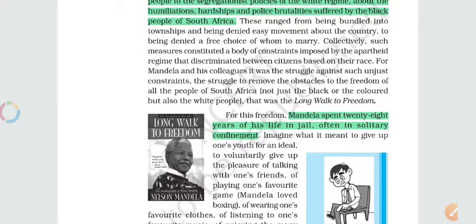Later on, we'll discuss that in this book he discusses how Nelson Mandela spent 28 years of his life in jail, often in solitary confinement. It was a long time, approximately 28 years. He was jailed by the government. And the term solitary confinement is a method of jailing a person where he is locked up separately in a room, and there are no other things.